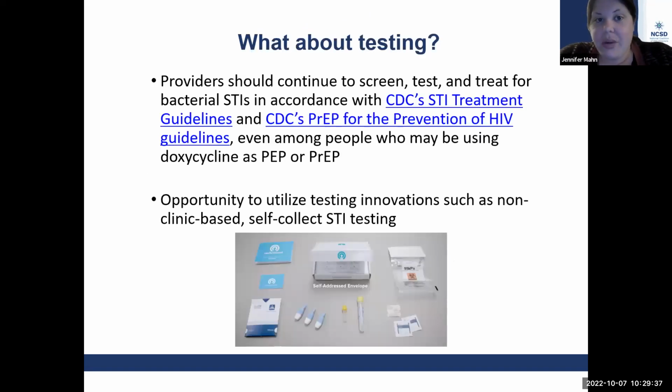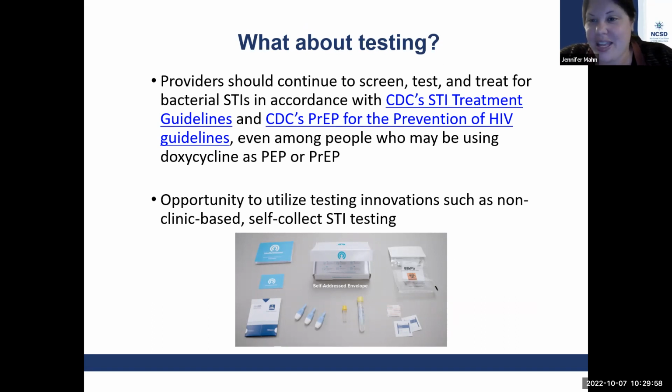What about testing? So I want to point this out. Again, providers, according to CDC, should continue to screen, test, and treat for bacterial STIs, according to the treatment guidelines, whether you're using Doxy PrEP, PEP, or not, right? So that's something we have to be really consistent about and make sure that the messaging is there.